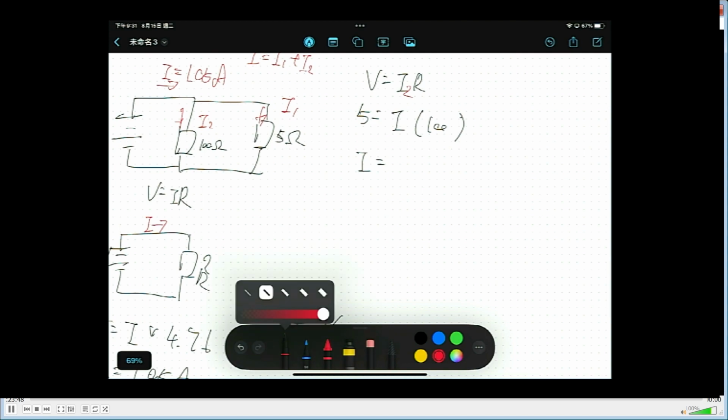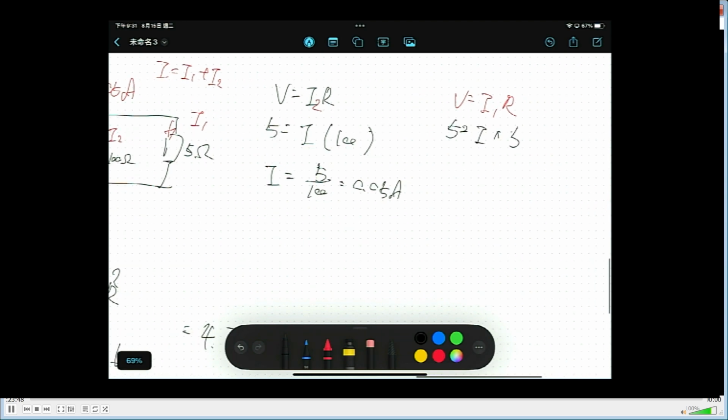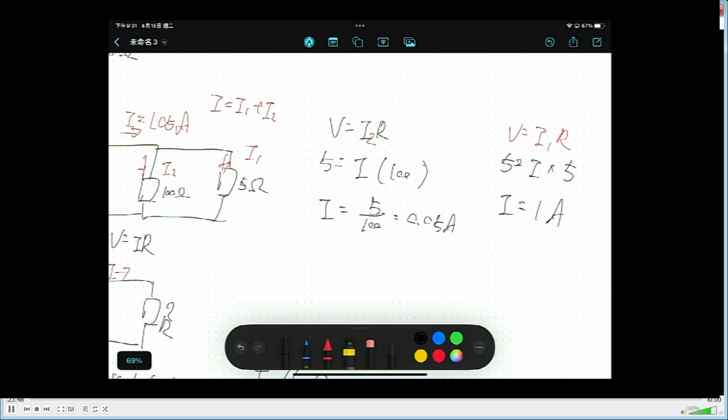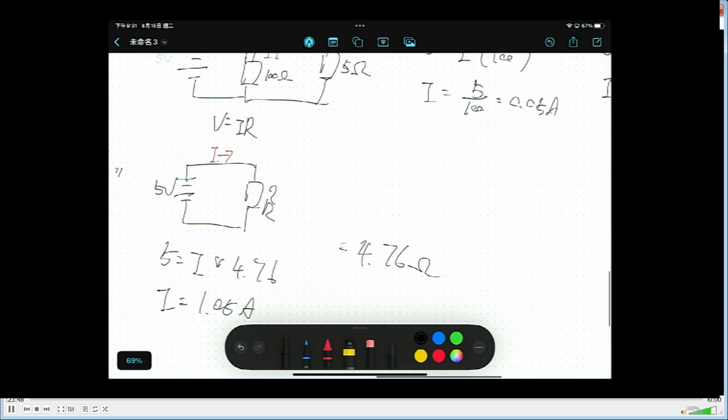What is I? I is 5 over 100. What is it, 0.02? Is it 0.02? 0.05. Okay. And for V equals I1R, 5 equals I times 5. Okay. So I equals 1. So you immediately know which one is larger. And the sum of it is just 0.105, which is what I calculated earlier.